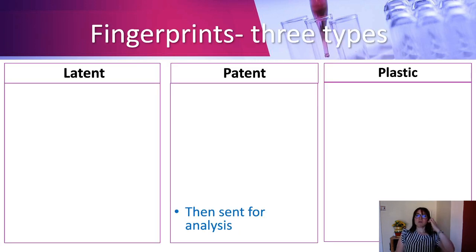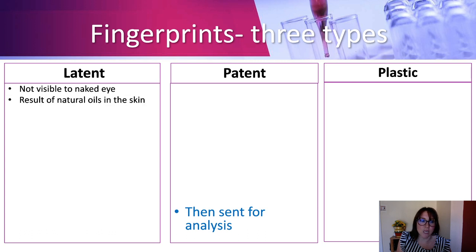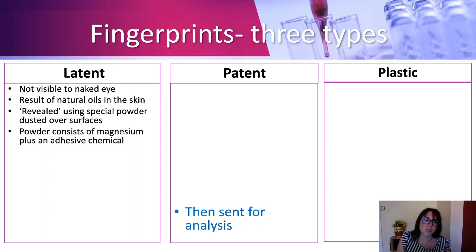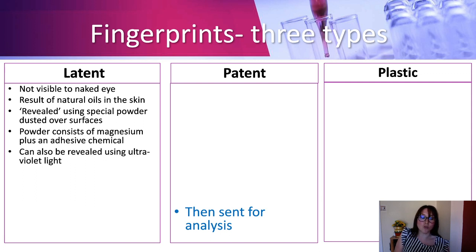So the three types of fingerprints, sorry, I don't know why that bit's on the bottom, it's not timed properly. We have latent. These are not visible to the naked eye. They are a result of natural oils in the skin. They are revealed using special powders. So if you've ever watched CSI or any of these murder programs, they will go around with a duster. They're dusting for fingerprints. Powder consists of magnesium plus an adhesive chemical. It can also be revealed under ultraviolet light.